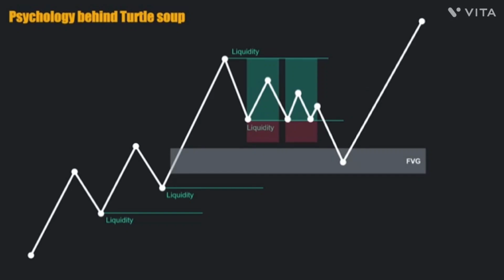Since liquidity is resting below the support level, there is a strong chance that price will break below the support, sweep liquidity, and then reject the fair value gap to the upside. Once this rejection occurs, price is likely to gain bullish momentum, push higher, and continue the uptrend. This setup provides a smart way to trade with the trend while using liquidity and fair value gaps to identify precise entry points.